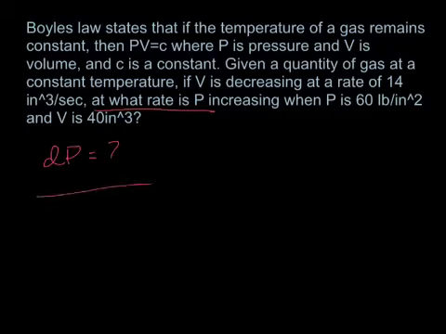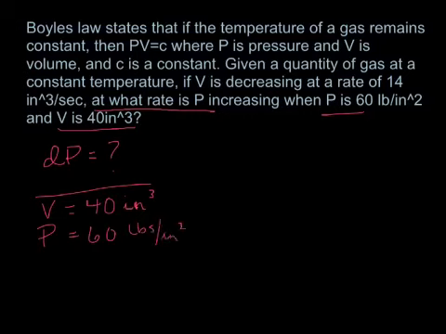Step 2, I told you go through where all the other numbers are and identify what you're given. They told me V. V, not the derivative of V, just straight up V. If it was the derivative of V, they would have said the rate of the volume. But they don't here, they just say V, or volume. So I have 40 inches cubed. So they gave me that. They gave me P, the actual pressure, not the rate of pressure, obviously, that's what we're looking for. So that's 60 pounds per inches squared.